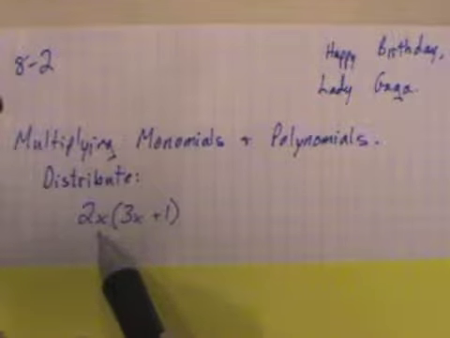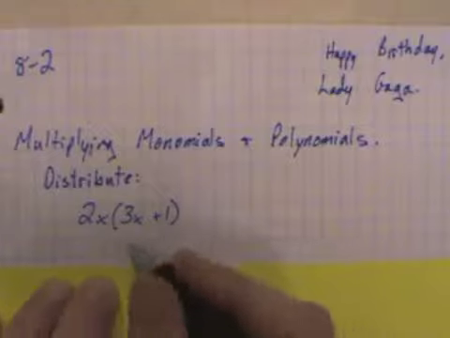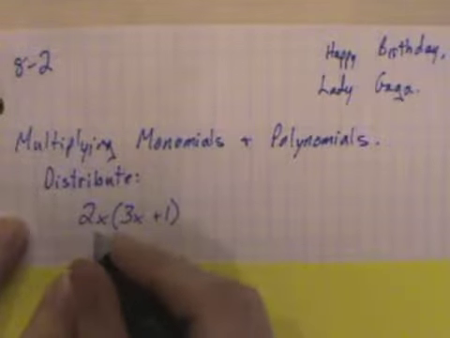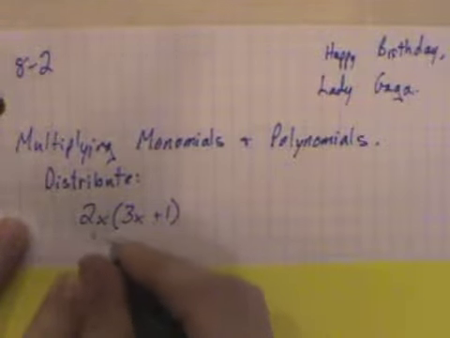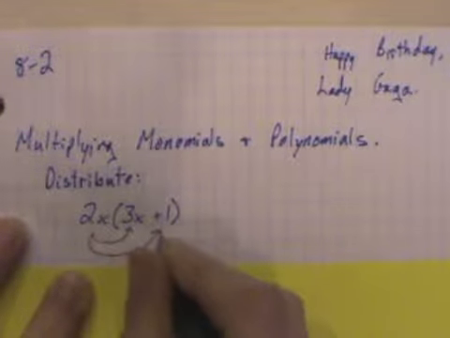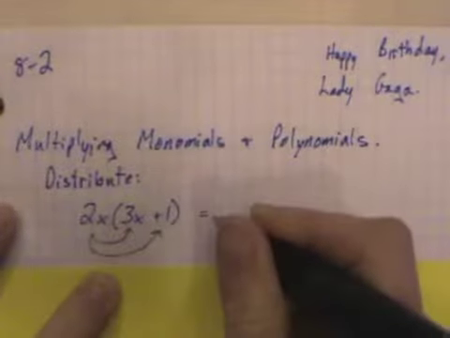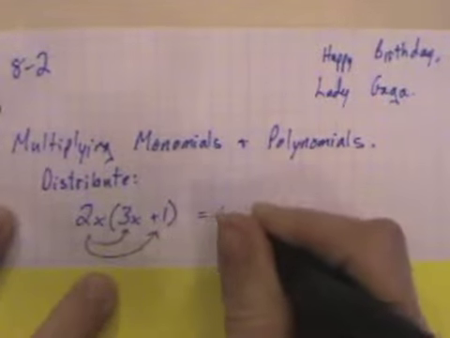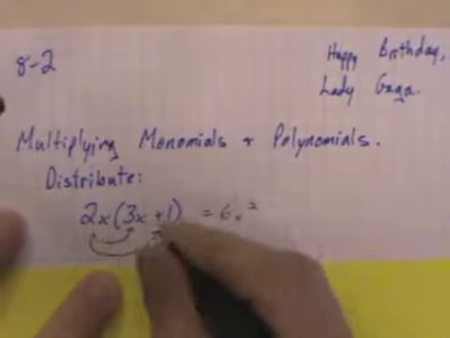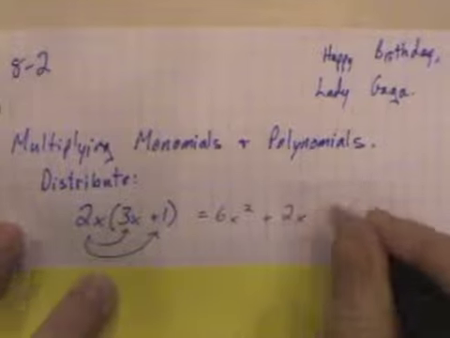So if we want to multiply 2x times 3x plus 1, all you have to remember to do is distribute. You have to distribute this 2x and multiply it by 3x, but also multiply it by 1. So you end up with 2x times 3x equals 6x squared plus 2x.